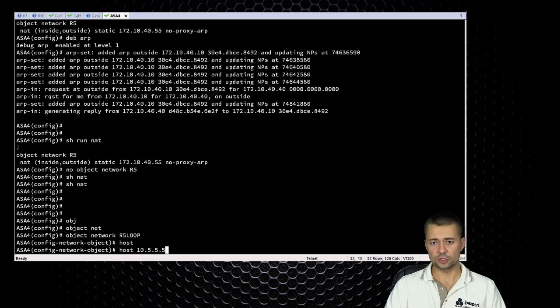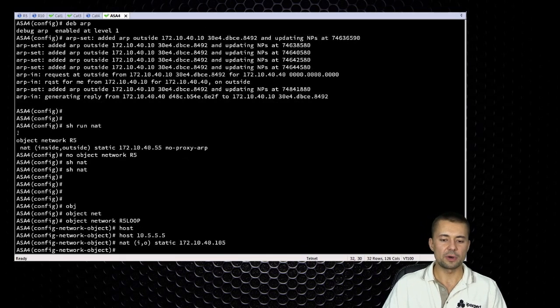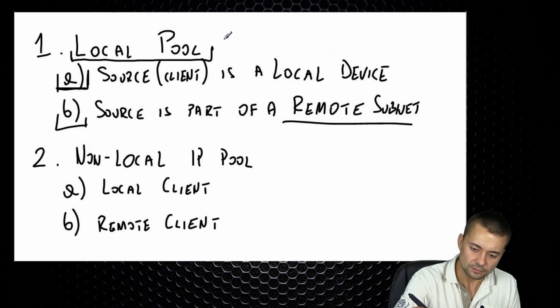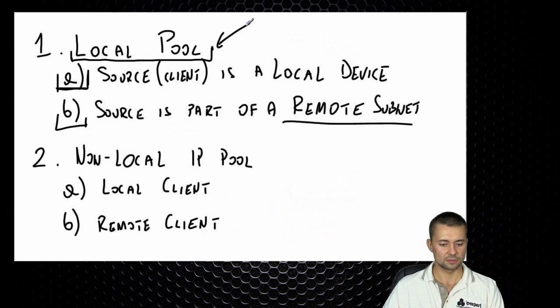10.5.5.5 is the original address. What is my translated address? Let's go for 172.10.40.105. So remember that this is the local pool, what we are focusing on for the translated addresses. In our case, the pool is just a single address, but it doesn't really matter.